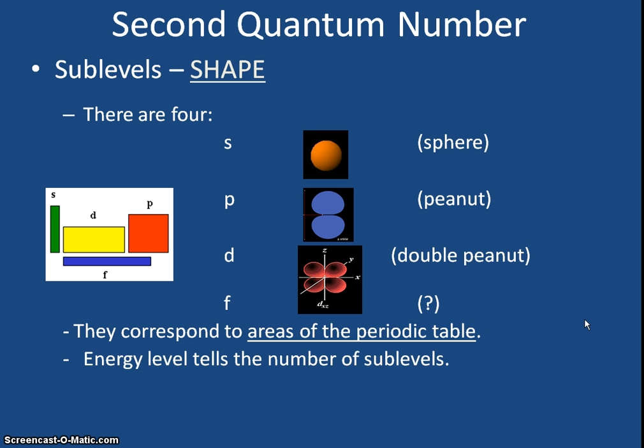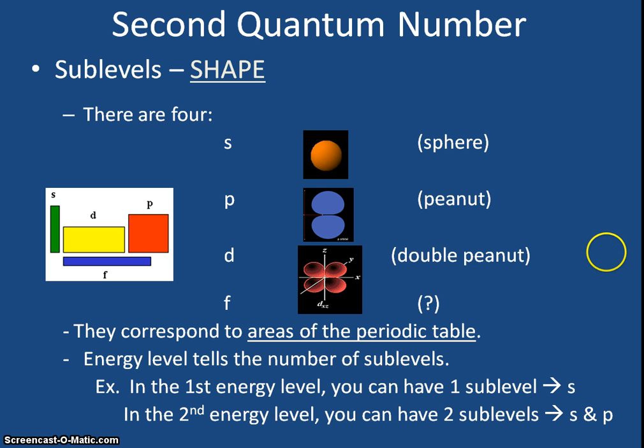And one little trick that'll get you pretty far is that if you can keep in mind that the energy level, whatever energy level you're in, so like the first energy level, tells you how many sublevels can exist in that area. So for example, in the first energy level, you could only have 1 sublevel, and the first sublevel is S. So in the first ring around the nucleus, it's just a sphere.